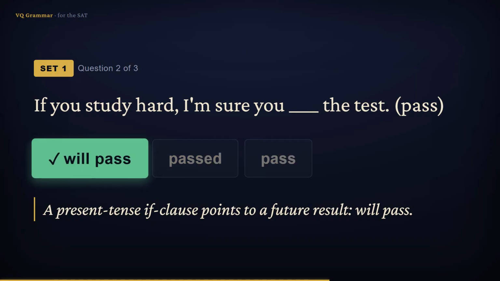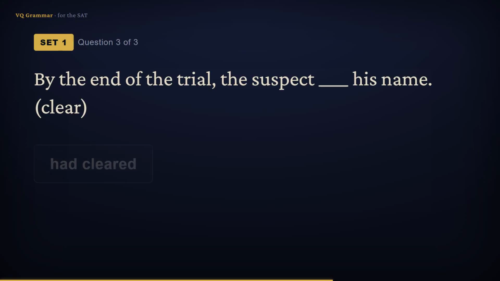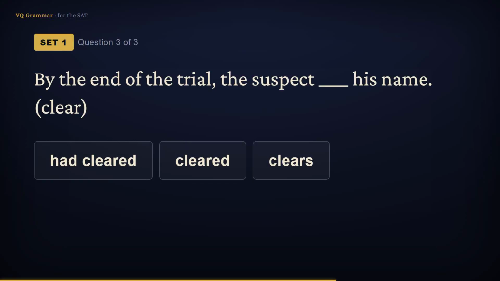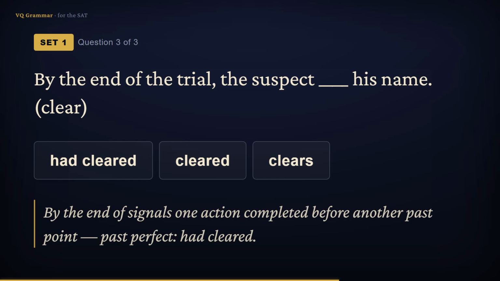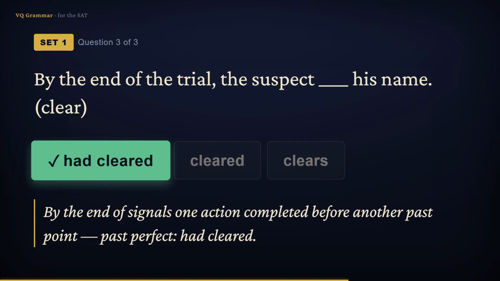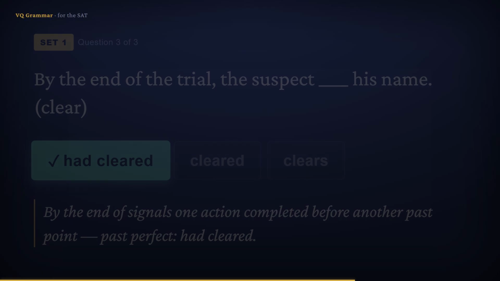So use will pass. By the end of the trial, the suspect blank his name. By the end of signals one event completed before another point in the past. So the earlier action takes the past perfect, had cleared.